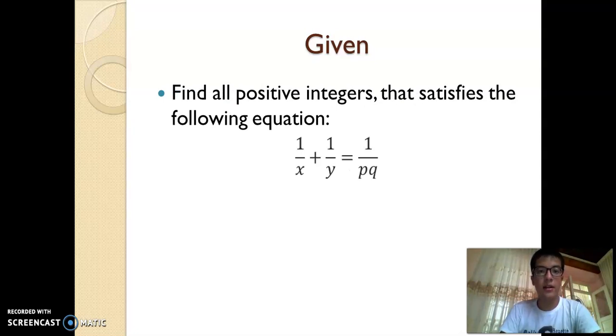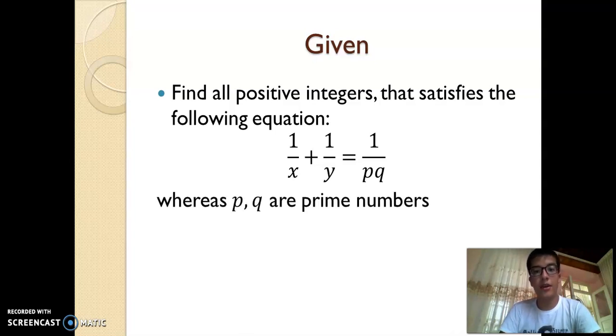It states that we need to find all positive integers that satisfy the following equation. Reciprocals of x and y sum up to 1 over p multiplied by q, where p and q are prime numbers. Prime numbers are the numbers that have only two divisors, which are itself and 1.